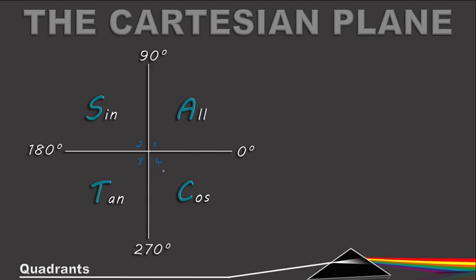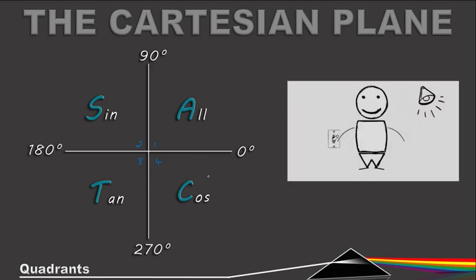Now another way to remember this is also known as the CAST diagram, so CAST, and then we want to know why is each ratio positive in the applicable quadrant. Now to do that, we're just quickly going to go and switch off the light.